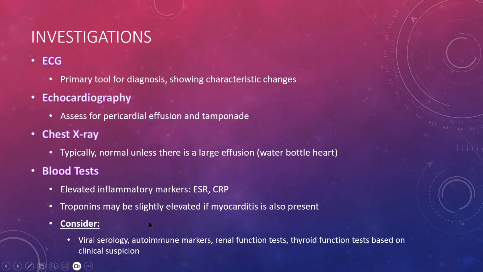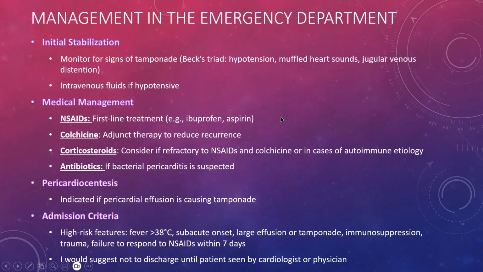Your troponins may be slightly elevated if there's myocarditis, but not necessarily. You can also do viral serology, autoimmune markers, renal functions, thyroid function, if you suspect that there may be something at play over there, especially if you suspect autoimmune disease. In a patient of that age, it's always possible. So this is how we get to these findings. Now, how do you manage it?